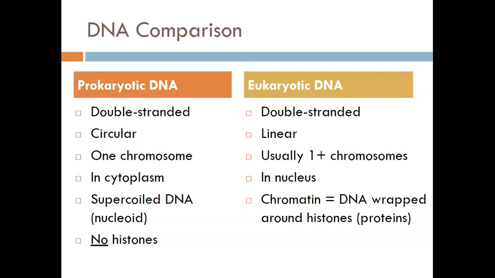Normally, when a cell is not dividing, our DNA is in the form of chromatin, which is really like that spaghetti structure of loose DNA wrapped around histones floating around. Whereas in prokaryotes, it's supercoiled, and they do not have histones.